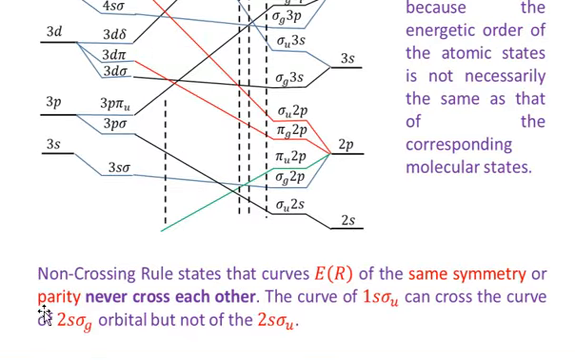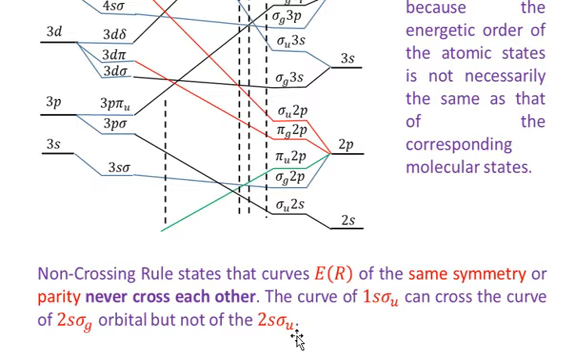So let me read this caption. The non-crossing rule states that the curves E of R of the same symmetry or parity never cross each other. So the lines with the same symmetry or parity will never cross each other. The curve 1s sigma u can cross the curve 2s sigma g orbital, but will not cross the curve 2s sigma u, because 1s sigma u and 2s sigma u have the same parity, so there will be no crossing between them.